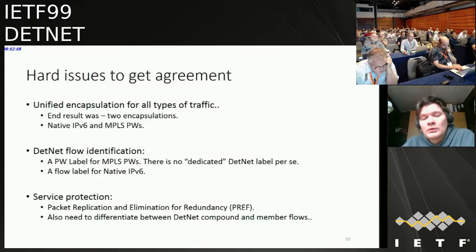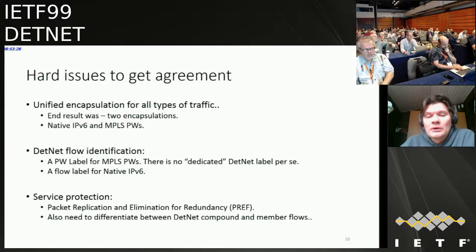The other one that we spent a huge amount of time on is the flow identification, and we had multiple proposals during the course of what we ended up with in the current draft. So in the pseudo wire based solution, the pseudo wire label is used for the flow identification. There is no dedicated DetNet label that we had at some point of time. So we leverage the pseudo wire label for the flow identification. And in the IPv6 case, when we don't have pseudo wires, just native IPv6, we use the flow label for the flow identification.